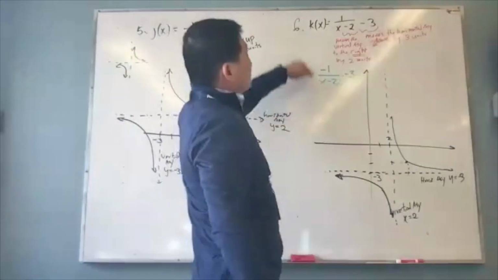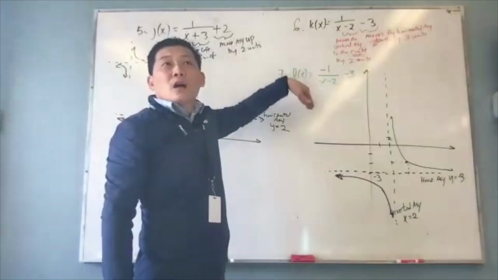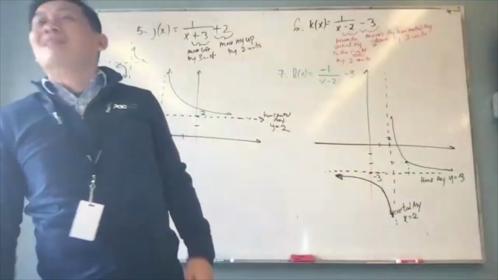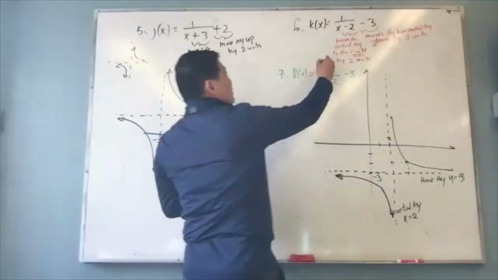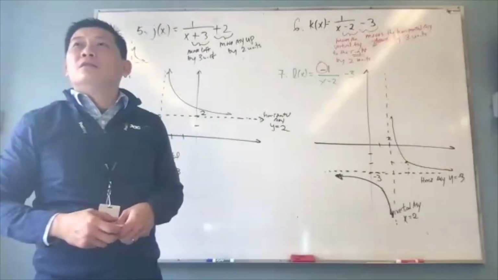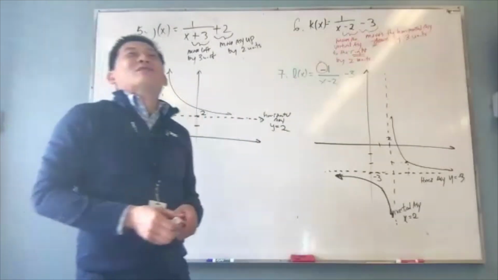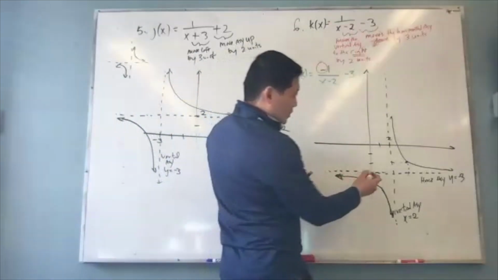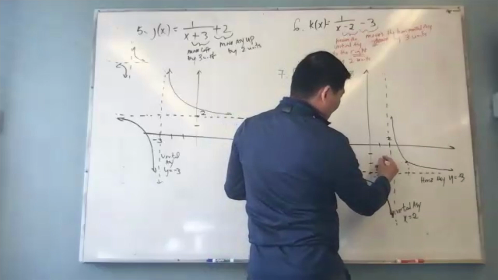But there's a difference between these two graphs. What is the difference? That's right. It's a -1 right here. So what does this -1 do to the graph? It's a reflection. That's right. It flips. So it becomes this way now.